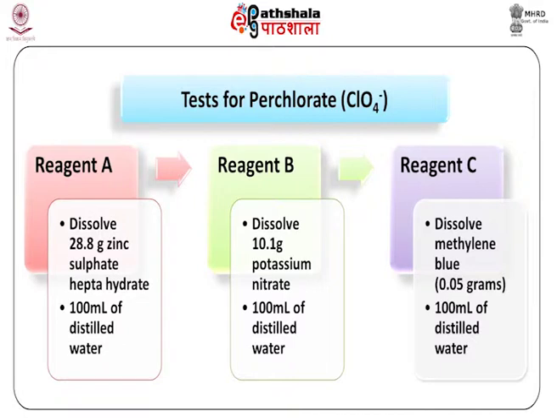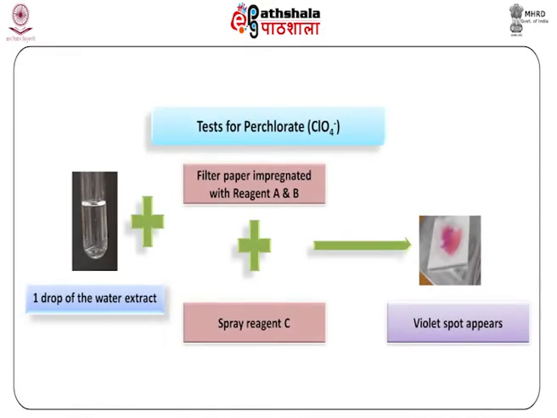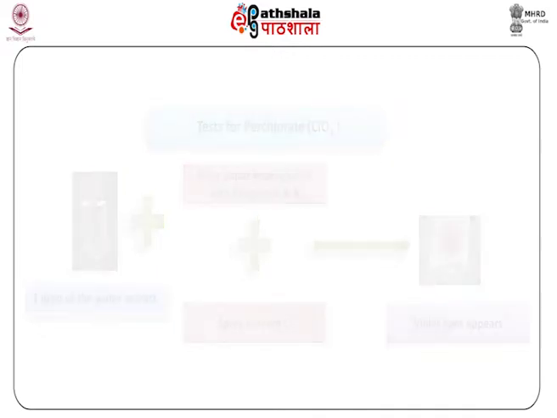Reagent C is prepared by dissolving methylene blue 0.05 grams in 100 ml of distilled water. To detect the presence of perchlorate in an explosive, take 1 drop of water extract of post-blast residue on a piece of filter paper. Impregnate it with reagent A and reagent B and then spray reagent C on it. A violet spot appears, which indicates the presence of perchlorate.